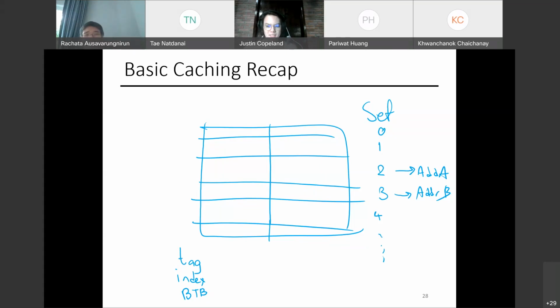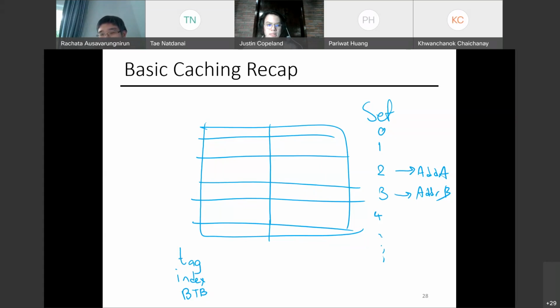How many index bits do we need? How do I get the number of index bits required? So let's say I have n sets, where n is the number of sets. How many index bits do I need to hold n sets? Log 2 of n. Awesome. The rest are tag bits. The rest after the index bits are the tag bits.